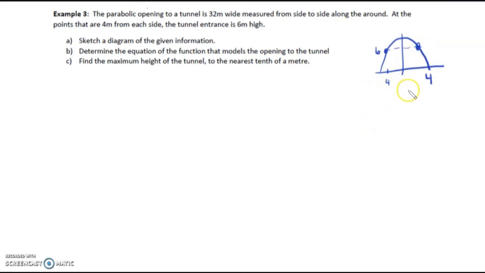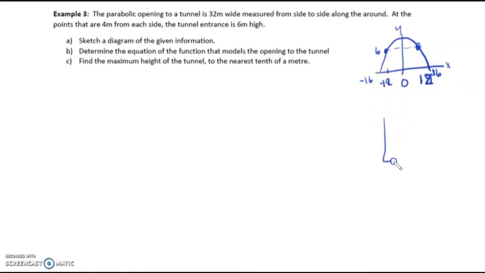So we can do this one of two ways. We can either put the middle of the tunnel in the middle of the x and y axis. So we can have 0, and then the actual x-intercepts would be 16 and negative 16, which would make these points 4 in from 16, which would be 12, and then negative 12.